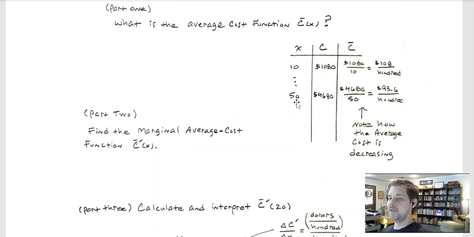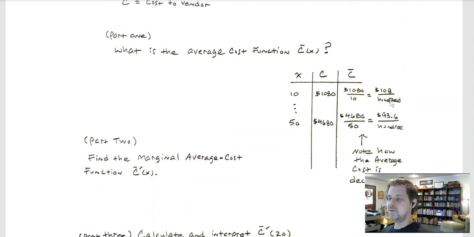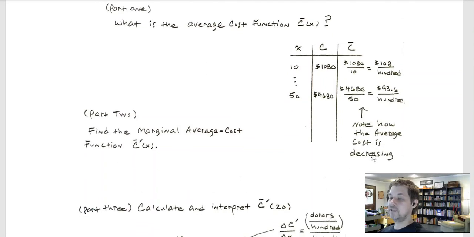Now let's compare with 50. If X is 50, my cost is $4,680. My average is that it costs $4,680 per 50, so dividing by 50, it'll cost about $93.60 per 100 hot dogs on average. Note how the average cost is decreasing. The more hot dogs we sell, the lower the average cost is.